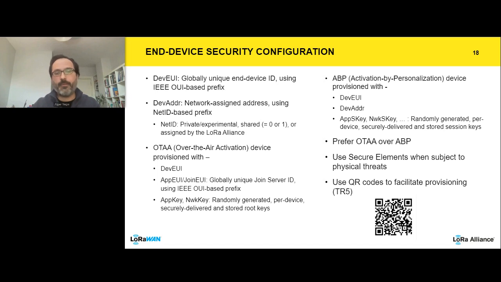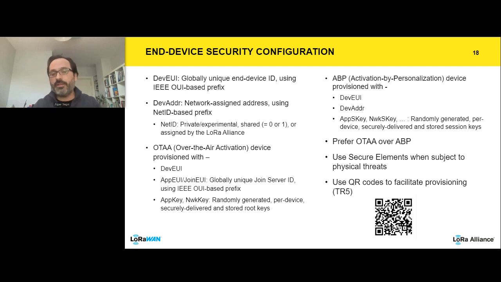Now, when we look at the ABP devices, which skip the join procedure, they need to be configured with a device address, DevAddr, which maps to a network server for which this ABP device is provisioned. And the session keys, instead of the root keys, are provisioned on the end device. And still the session keys need to be randomly generated and per device and securely delivered and stored on the end device and also on the network server, join server. Now, the device address, again, should not be randomly assigned. It should respect the use of a prefix that's obtained from IEEE, based on IEEE OUI.